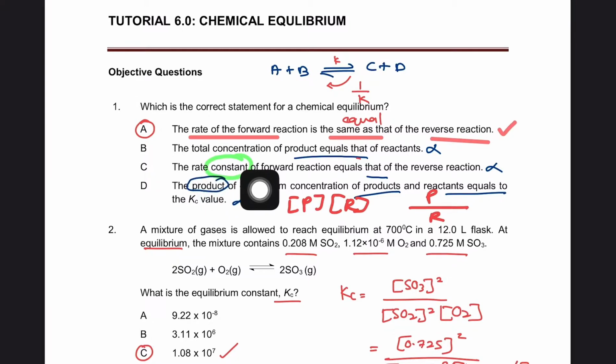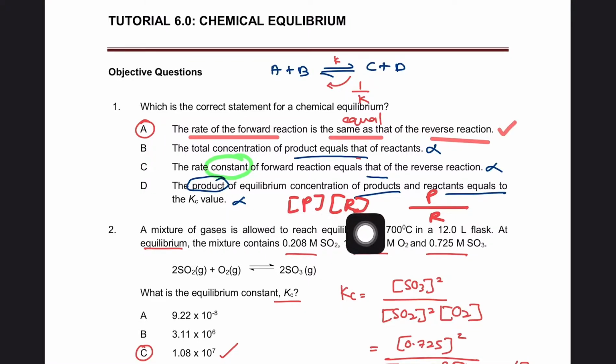Next, the rate constant of forward reaction equals the rate constant of reverse reaction. No, if the forward reaction has a rate constant of K, the reverse reaction would have a rate constant of 1 over K. So that's wrong. Number 4, the product of equilibrium concentration of products and reactants equals the Kc value.